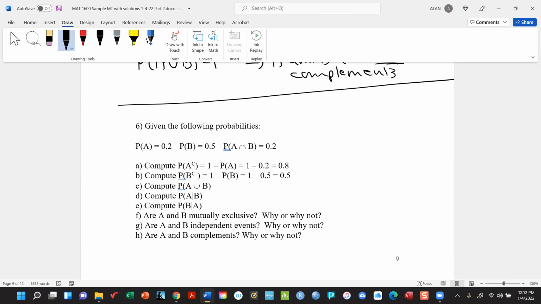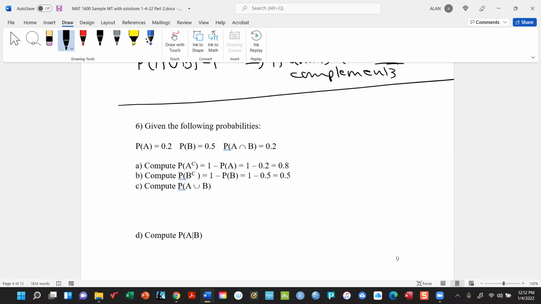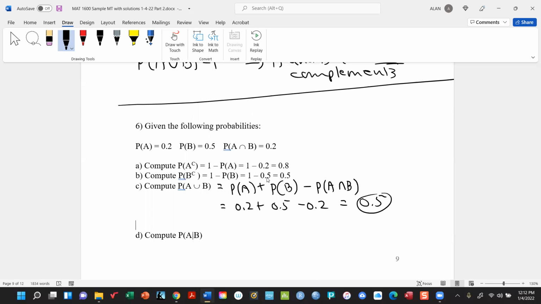And what about B complement? Now for this one, we're going to use the addition rule, because we don't know what's in sets A and B, but we don't have to know because we can just rely on our old friend, the addition rule. So we have 0.2 plus 0.5 minus 0.2, and we just end up very simply with 0.5. Wow, that was easy. It was a little unusual because of what we're used to seeing, but it works.